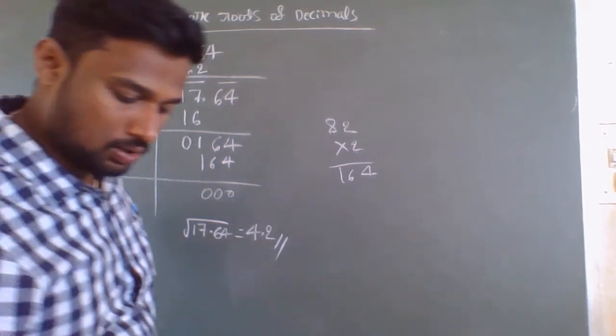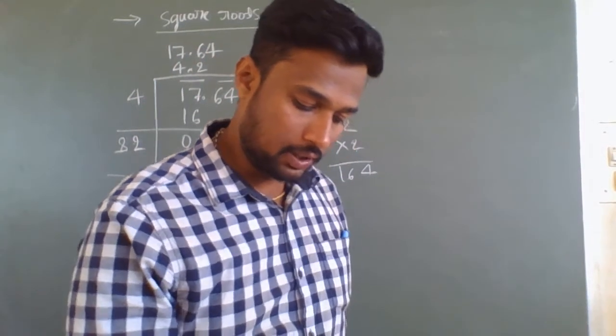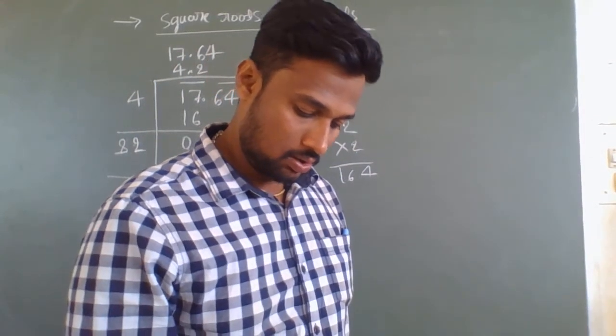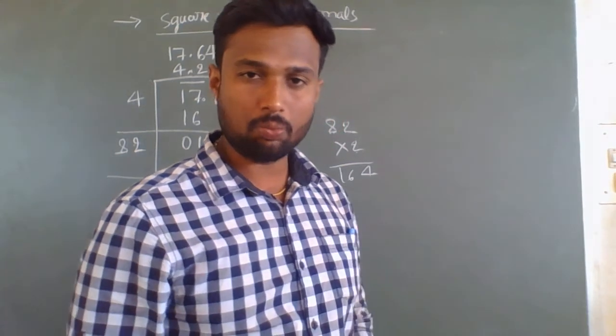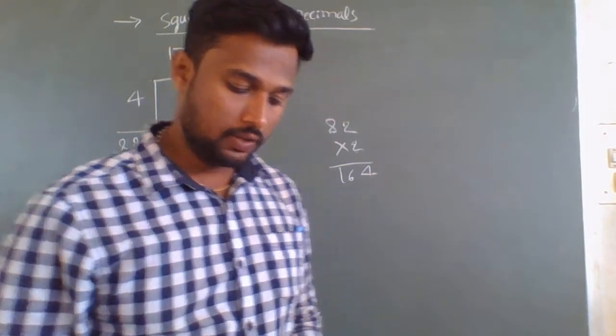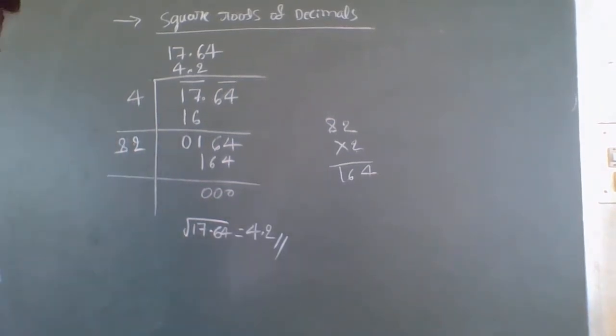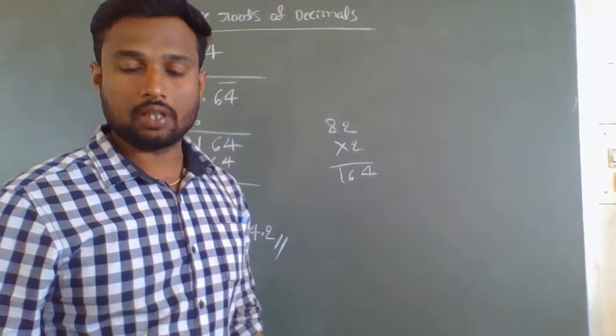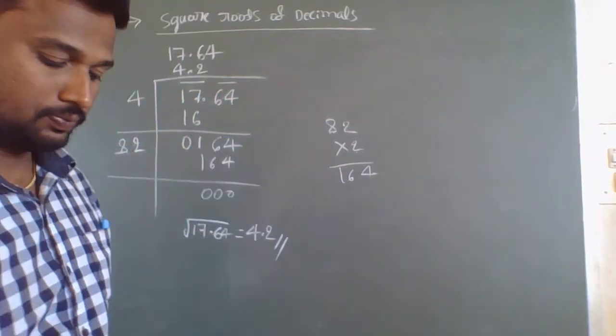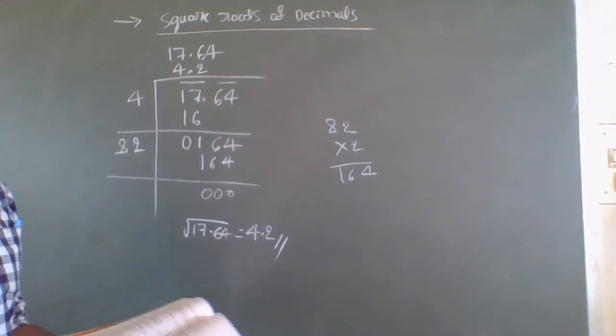So now, example 13. Finding the square root of 12.25. This is very similar to this 12th example. Try to solve the 13th example. So now I will discuss the 14th example on page number 106.